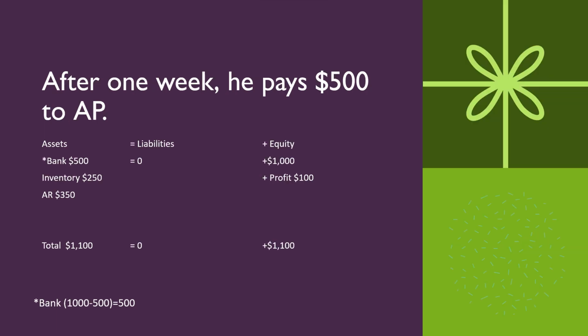After 1 week, he pays $500 to accounts payable. This transaction will reduce the accounts payable to zero and also reduce the bank balance by the same amount of $500, leaving the bank balance as $500. The other two assets, inventory and accounts receivable, will remain unaffected by this transaction.